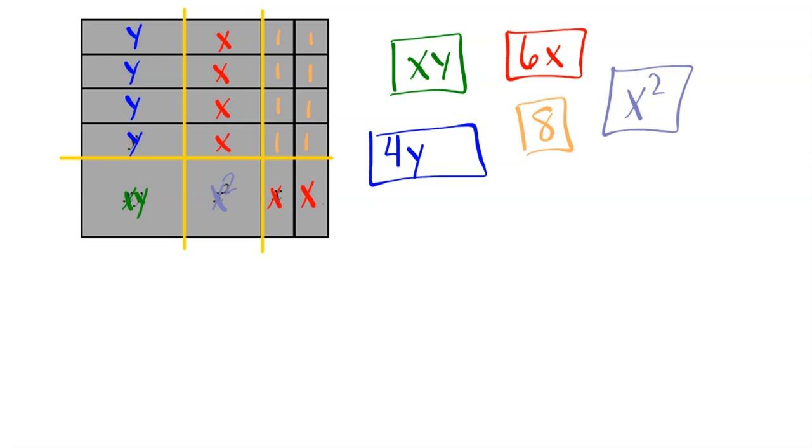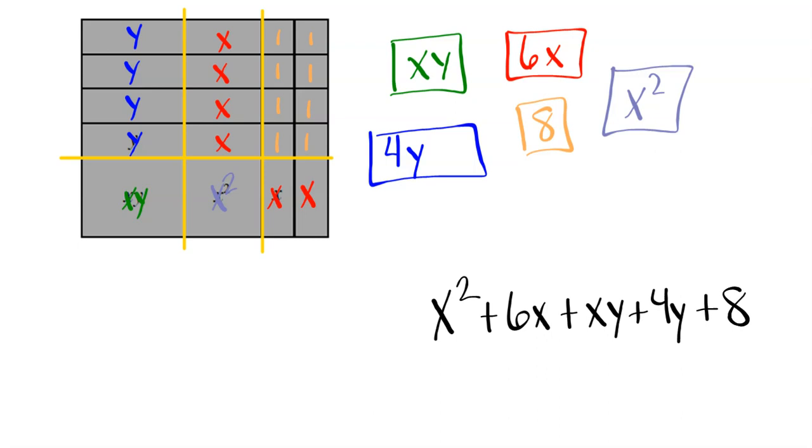And so what we end up with is we've got x squared, we've got 6x, we've got 1xy, we've got 4y's, and then we've got 8. Now let's make sure we got all of those. We got x squared, we got our 6x's, we've got our xy, we have our 4y, and we have our 8. Okay, so that's what we've done, we've grouped these.